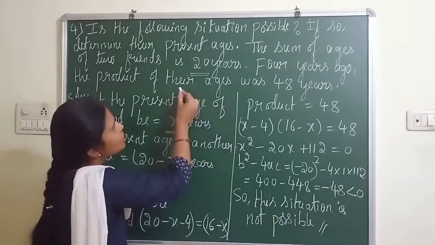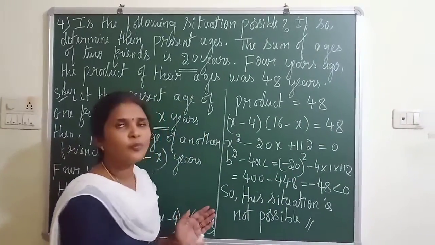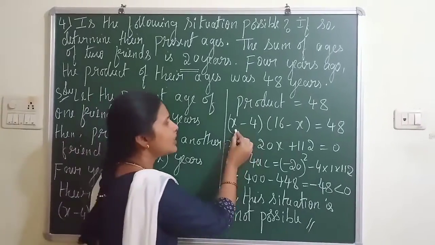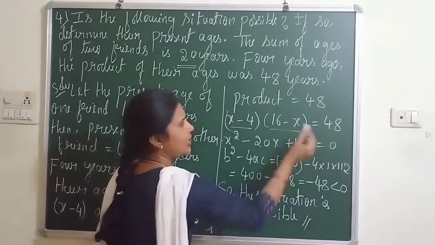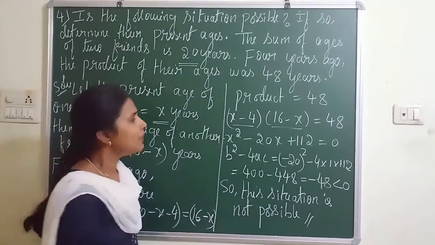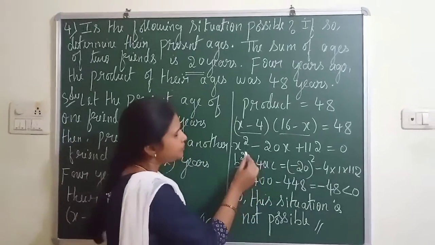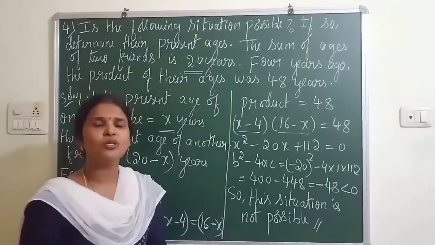Now what he has given in the question, 4 years ago the product was 48. So what is the meaning of product? Multiply. So 4 years ago, x minus 4 into 16 minus x equals 48. So we got binomial into binomial. You know how to multiply this? Multiply and write in standard form. We get x square minus 20x plus 112 equal to 0.